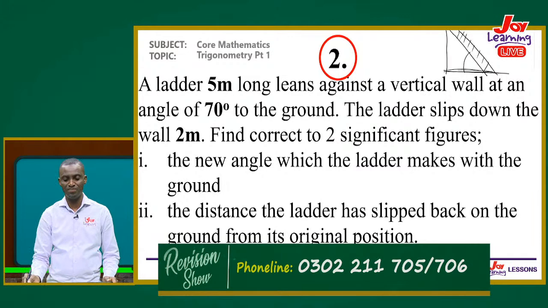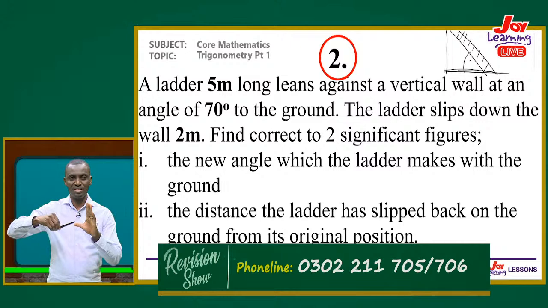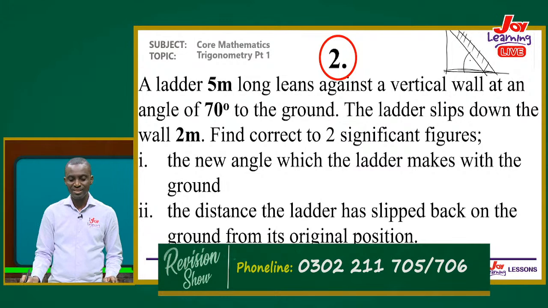You need to find the new angle, because the minute it slips down, the angle will reduce. It's supposed to be 70 when it's standing like this, so when it slips down, the angle will go less. And then from its original position to where it slips.